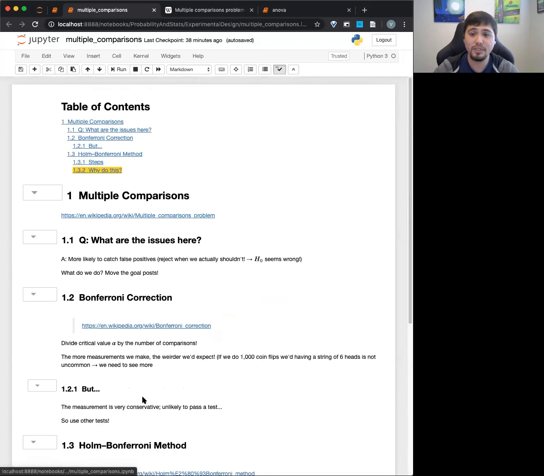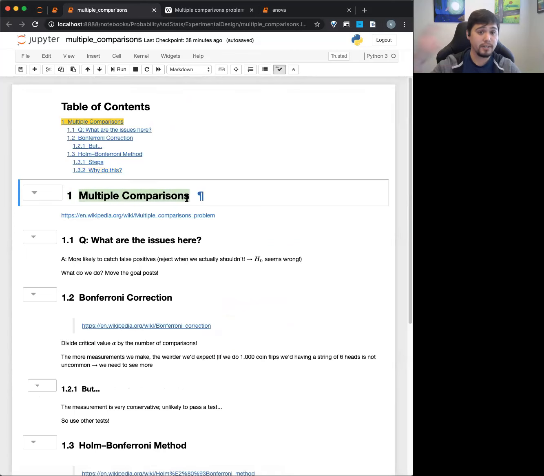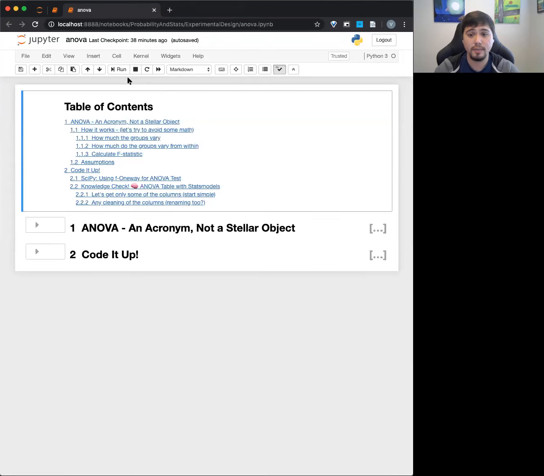Okay. So the main thing to know about multiple comparisons is that if we try to do a bunch of t-tests on different values that don't actually have an effect, we might actually find something significant. Okay, cool. There are some ways to handle this, and one of those ways is going to be ANOVA. So let's talk about ANOVA.